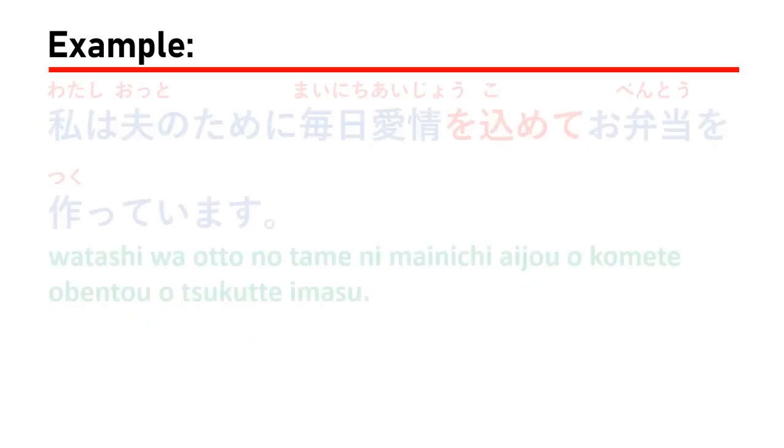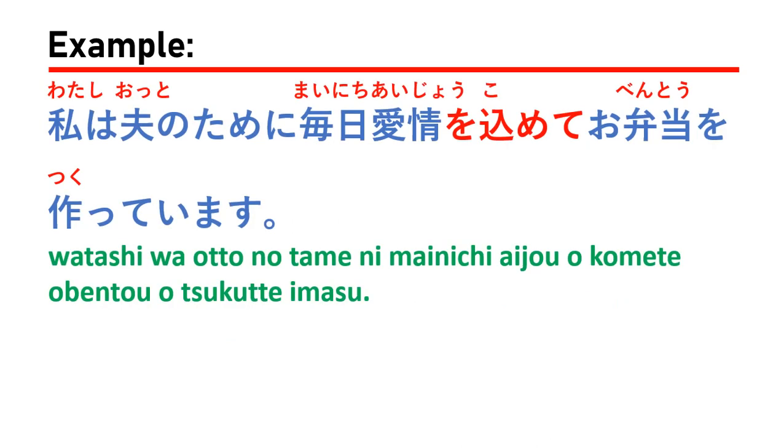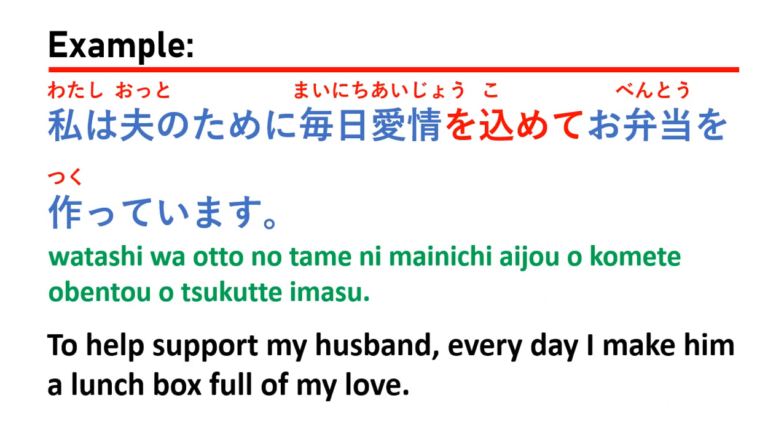Let's see the next example. 私は夫のために毎日愛情を込めてお弁当を作っています。This means that to support my husband, every day I make him a lunchbox full of my love.